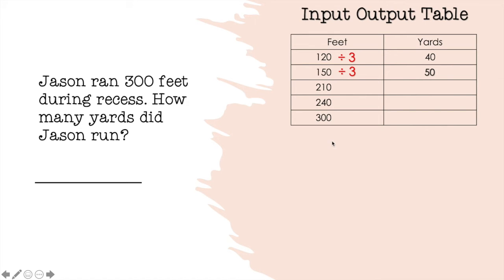Now remember, we're doing traveling zeros. So I'm going to have this 0 travel over, and now I'm going to block it. 15 divided by 3 gives me 5. So that's a new strategy that you can do with traveling zeros. 210 divided by 3, 70. 240 divided by 3, 80. And 300 divided by 3, 100.